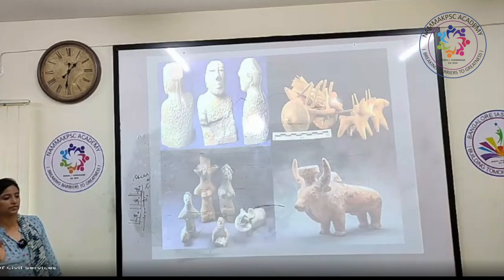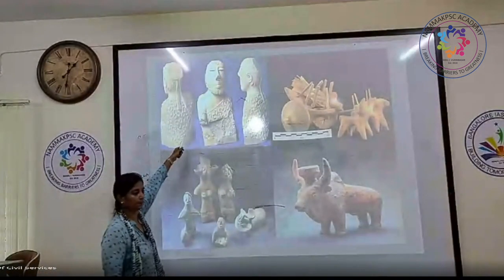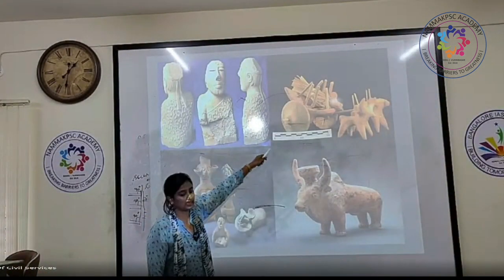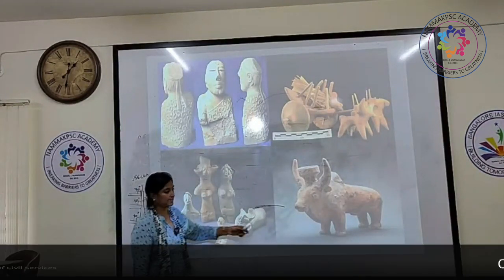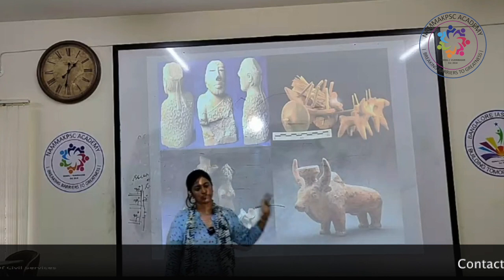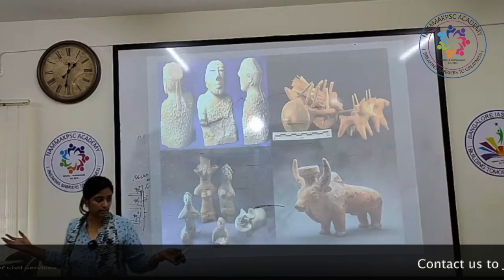If you write these four things, it is sufficient. One is the bearded man, another is terracotta carts, then male and female figurines, and then the humped bull. Just remember this figure, you got the answer.